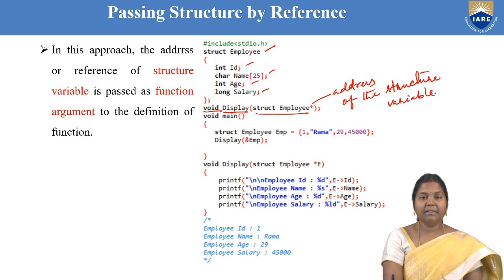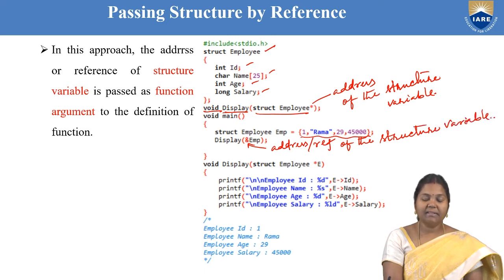Now in the main function, let us first create one structure record. struct employee EMP is equal to, we have initialized the structure with some values for every member. Then after that we are passing the address or reference of the structure variable. This is called pass by reference.